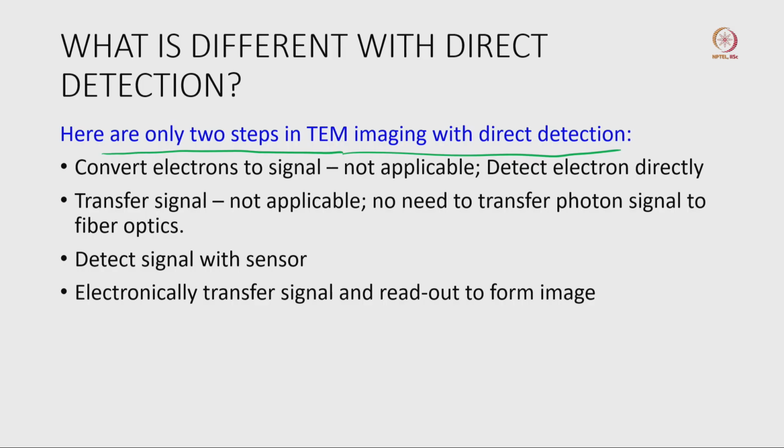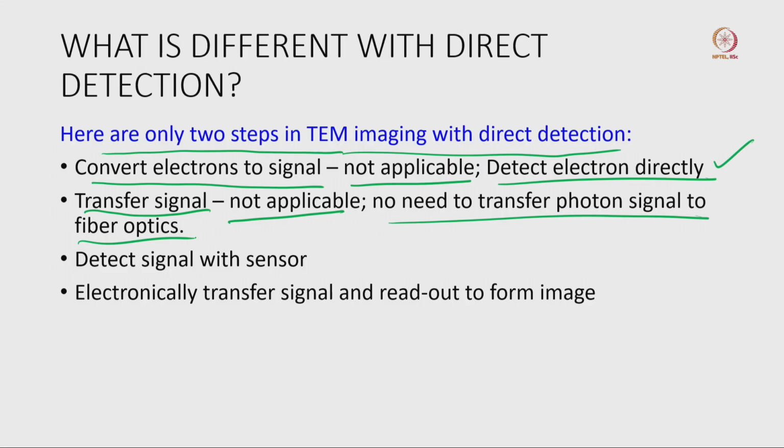But for the direct electron detector, converting from electron to signal is not applicable, it is not required. So, detecting direct electrons, that is one of the good things. Then transfer signal, another important point: with the CCD camera the signal is transferred from the sensor to readout. Here this is not applicable, no need to transfer the photon signal to fiber optics. So, that part is a good thing. Detect signal with the sensor directly. So, electronically transfer signal and read out to form the image.